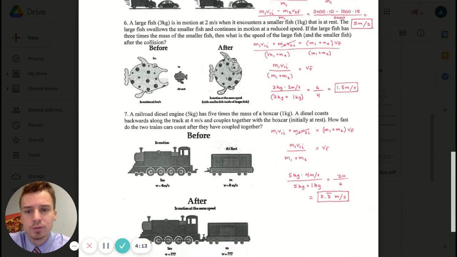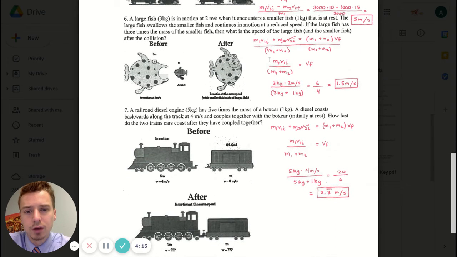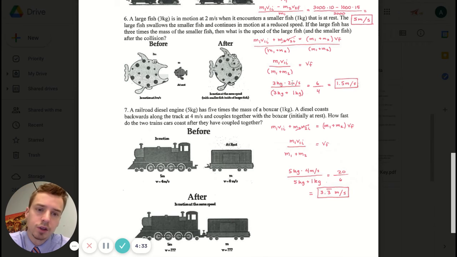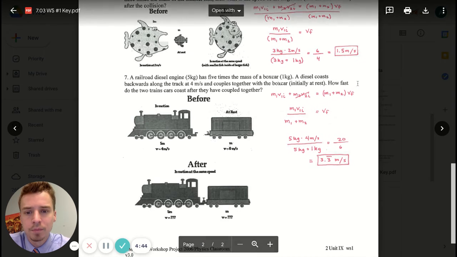Number 6, we are back to an inelastic collision. They stick together at the end. Again, I have one object that is at rest, so I just get rid of that from my equation, and then from there it should be pretty straightforward. We're going to divide both sides by mass 1 plus mass 2. Mass 1 is 3 kilograms times its velocity of 2 meters per second divided by their combined mass, 3 kilograms plus 1 kilogram. You get 6 divided by 4, which is 1.5 meters per second.